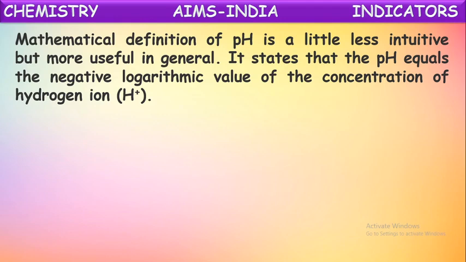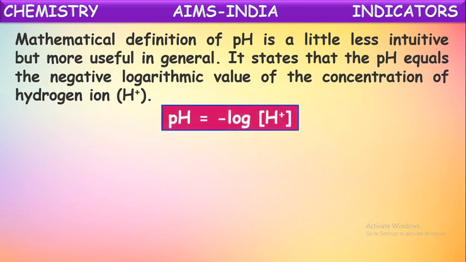Mathematical definition of pH is a little less intuitive but more useful in general. It states that pH equals the negative logarithmic value of the concentration of hydrogen ions. So if we know the concentration of hydrogen ions in a solution, then we can determine its pH value by taking the formula negative logarithm of H plus ion concentration. So by knowing the number pH, we can determine its acidic or basic nature as well as its strength.